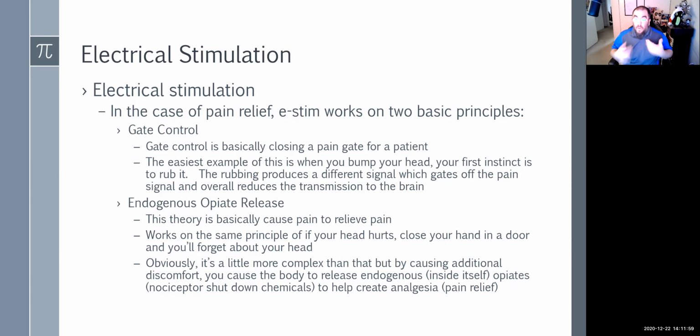Well, in reality, what he was working on was the endogenous opiate release, right? It has a little bit to do with the gate control, but it's a little more complex than that, right? The theory is if we create additional discomfort, you cause the body to release endogenous, or inside of itself, opiates, nociceptor shutdown chemicals. Nociceptors are the pain receptors, and this helps create analgesia, or pain relief, right?